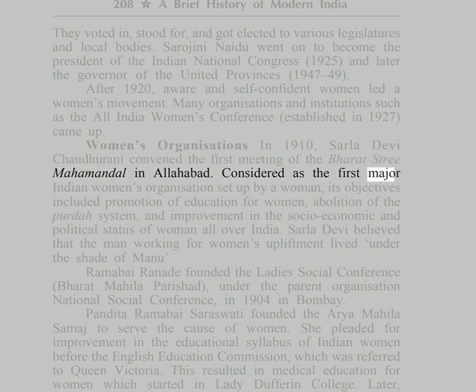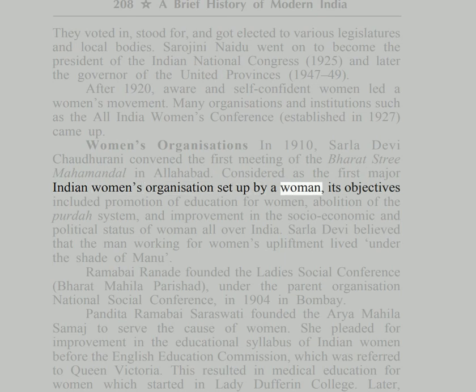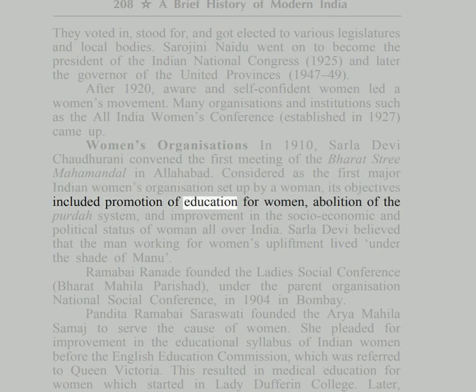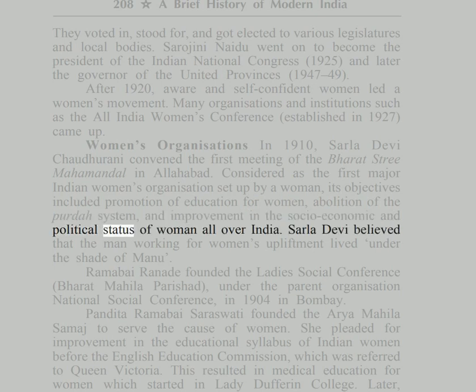Considered as the first major Indian women's organization set up by a woman, its objectives included promotion of education for women, abolition of the Parda system, and improvement in the socio-economic and political status of women all over India. Sarla Devi believed that the man working for women's upliftment lived under the shade of Manu.